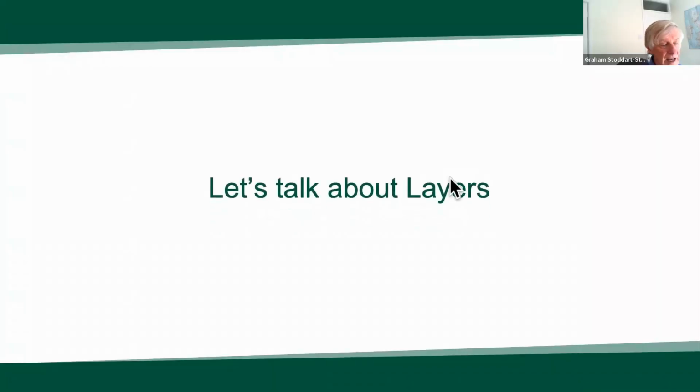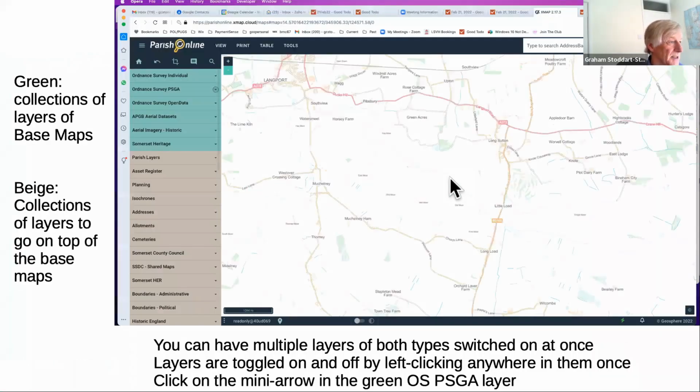So we've mentioned layers all the time. What are these layers? So in this screen that you start with, there's a whole bunch of green collections at the top, and then the brown ones, or they call them beige, at the bottom. And basically, the green ones are the base maps that you're going to be using, and we'll talk about that in a second. And then the beige ones are all the third-party layers that you're going to bring in, except for the first two, the parish layers and the asset register, which belong to you.